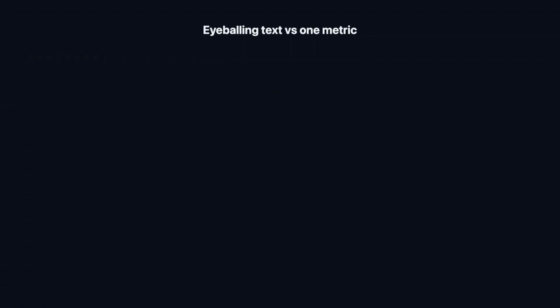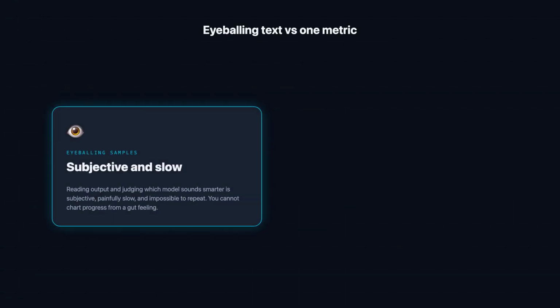So why bother with a formal number at all? Let's put the two approaches side by side. Eyeballing generated text feels intuitive, but it falls apart fast. Reading samples and judging which model sounds smarter is subjective, painfully slow, and impossible to run at scale or repeat consistently. Two people disagree, the same person changes their mind, and you cannot chart real progress from a gut feeling.